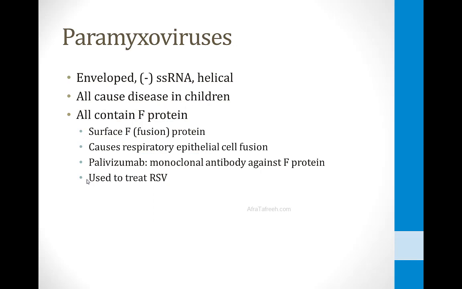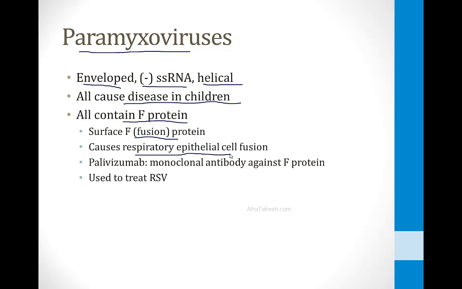Our last family of RNA viruses are the paramyxoviruses. These are all enveloped viruses. They have a negative single-stranded RNA genome and a helical capsid. They all cause diseases in children, and a unique feature of all the paramyxoviruses is the presence of the F protein on their surface. F stands for fusion, and that's because this protein helps the virus fuse with respiratory epithelial cells.